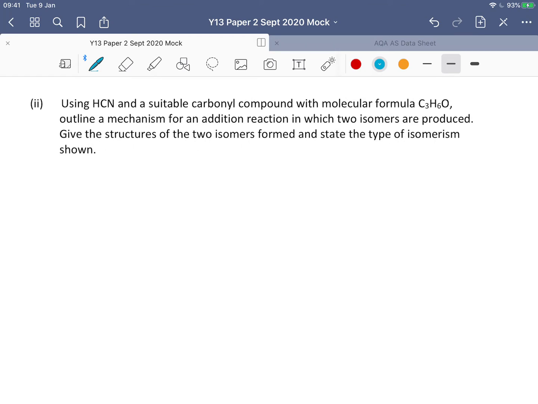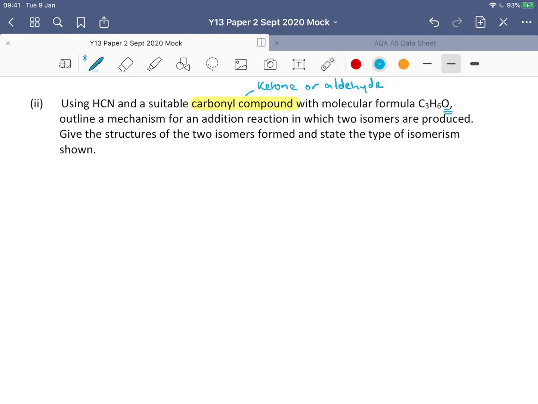Okay, now this is a tricky question, all right? So using HCN and a suitable carbonyl compound with the molecular formula C3H6O. So you've only got one oxygen. So if it's a carbonyl compound with one oxygen, it has to be a ketone or an aldehyde. Okay, it has to be, if you've got only one oxygen, right? Outline a mechanism for an addition reaction.